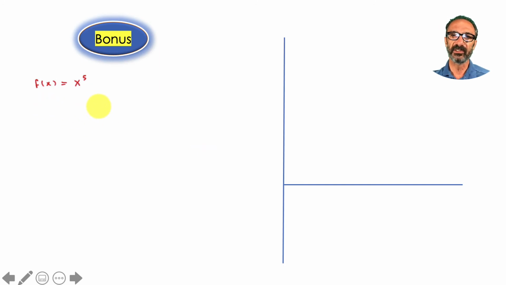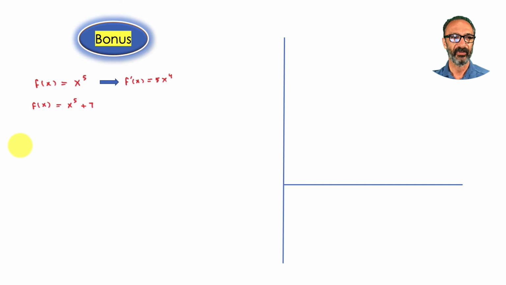If f of x equals x to the 5th, what's f prime? 5x to the 4th. All right. If f of x equals x to the 5th plus a constant like 7. 7 is a good number, right? I should have written 711. That's my favorite number. So what's f prime in this case? I think the same, because 7 is going to be gone. It's going to be 0.